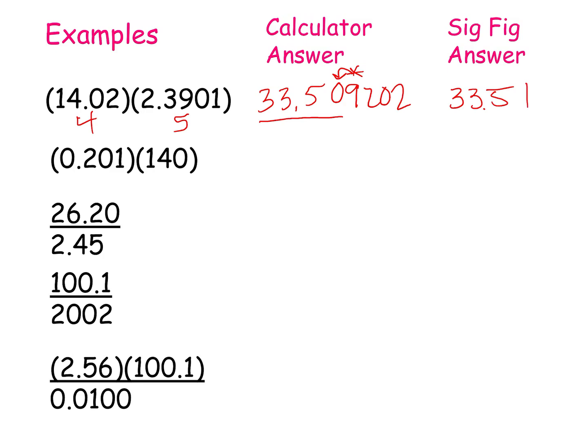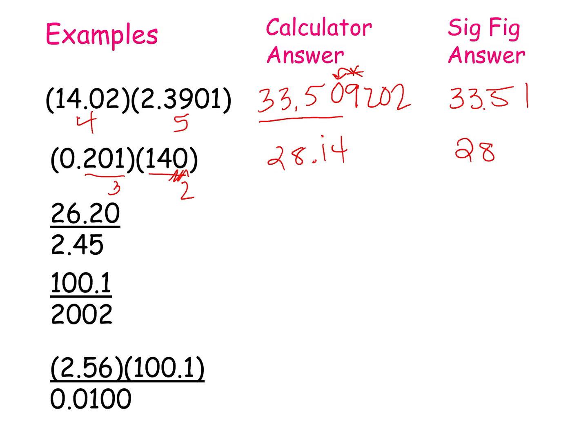Next one, 0.201 times 140 gives me 28.14. Let's talk sig figs. This is 3 sig figs. This is only 2 sig figs. So how do I round that to 2 sig figs? 28, because this 1 is not enough to round an 8 up.